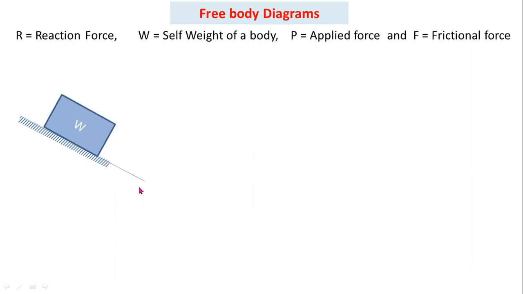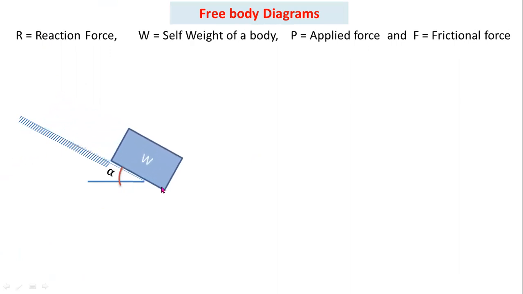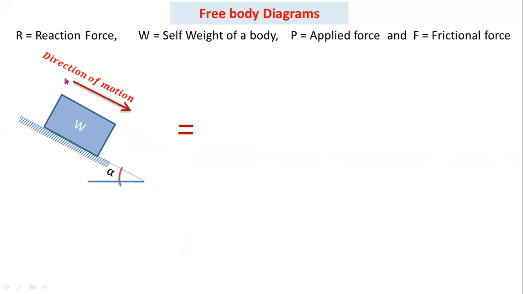Now this is an inclined plane. This inclined plane makes an angle alpha with respect to the horizontal surface. Now W is the self weight of a body. Now this is the direction of motion of a body. Here we are not applying any external force. So this is the direction of motion of the block. Now you have to consider the free body diagram for this condition.